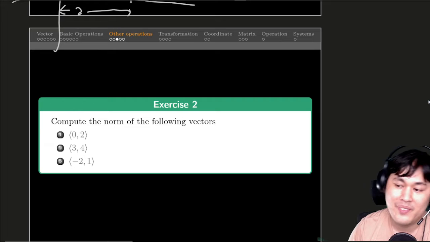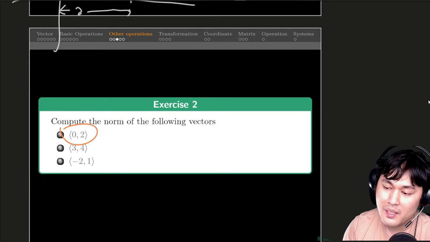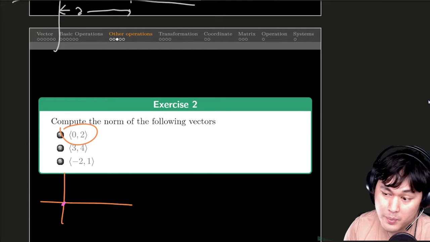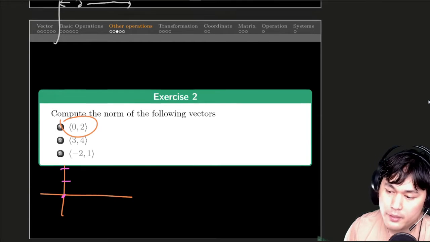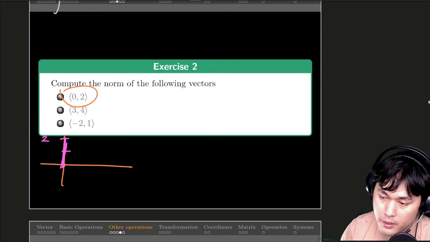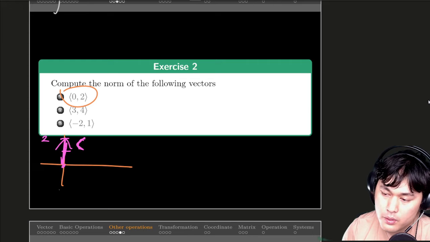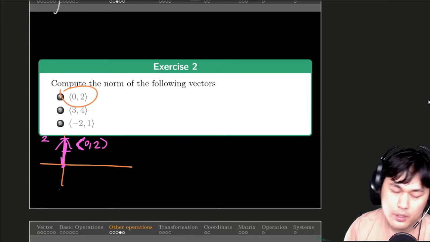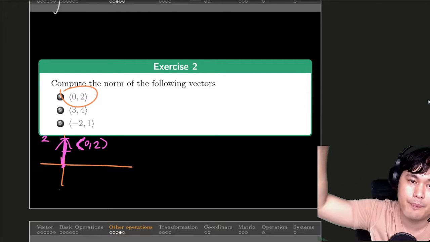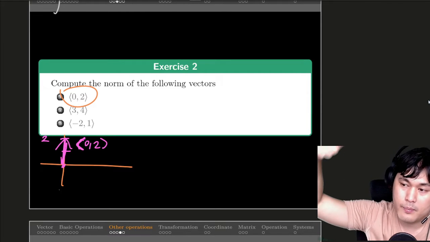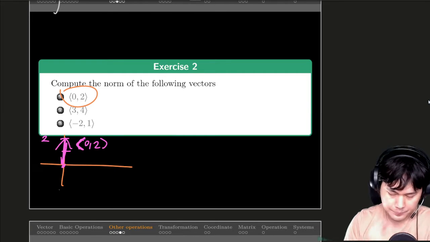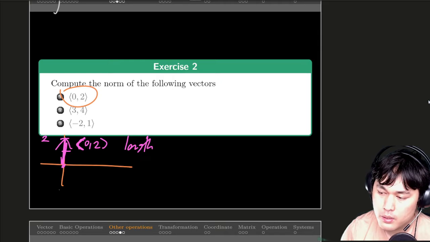This is the exercise, but let me just show you an example. For example, this vector (0, 2). 0 means you don't move left or right, and 2 means you go to the coordinate 2 on the y-axis. So this pink vector is the vector (0, 2). If I give you this image and ask you for the length, you can just say it's 2. It's 2 steps up, straight up, with no left or right movement. So the length is 2.